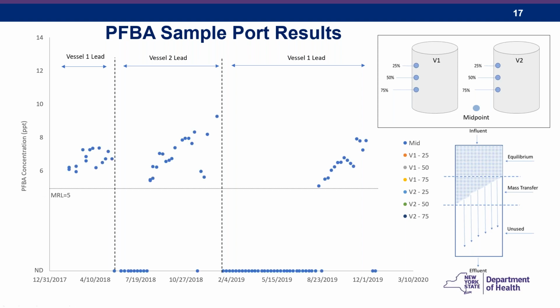Again, this is the plot that we saw before. At the midpoint, when we first started taking samples in February of 2017, PFBA had made it through the first 40,000 pounds of V1, and we were detecting it at the midpoint.